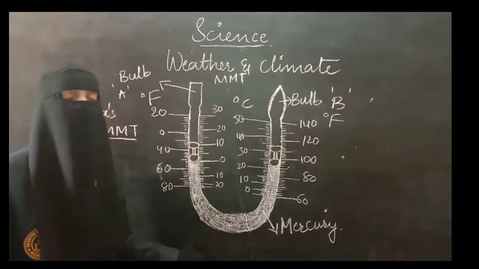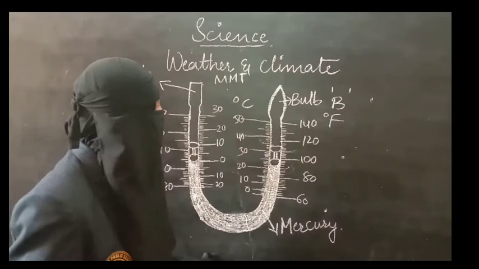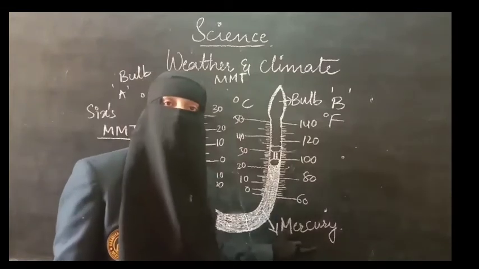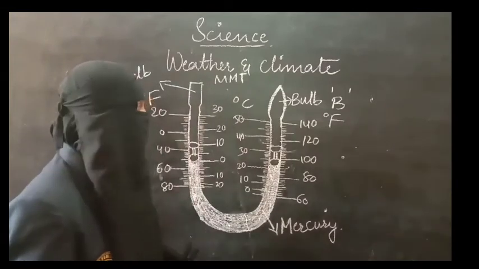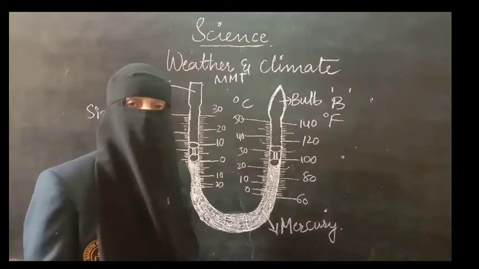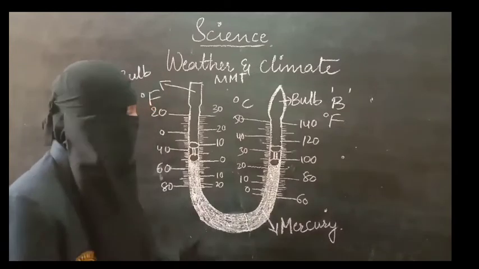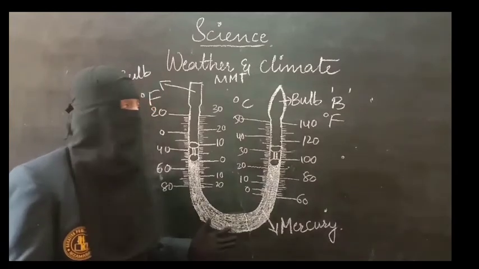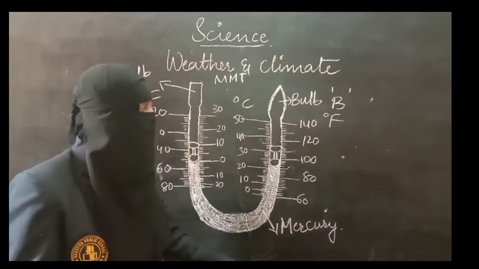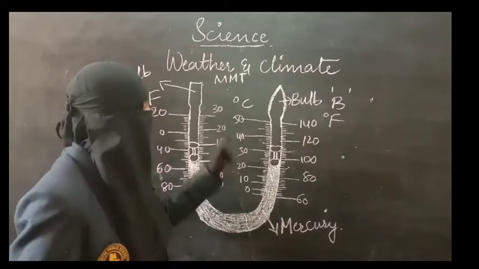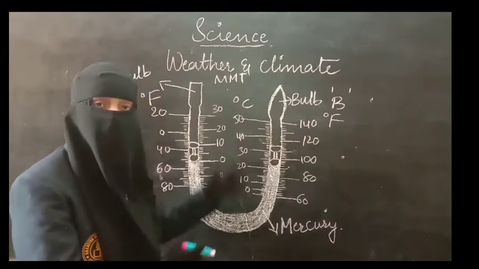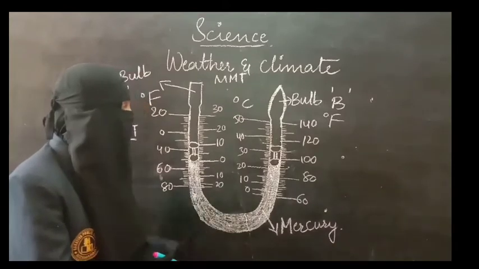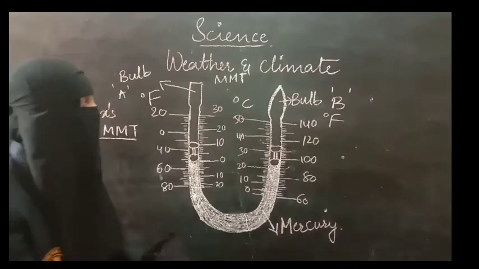This thermometer can measure the temperature of a day. It can measure the maximum temperature as well as the minimum temperature of a day and of a place. So if you see, this is the structure of thermometer MMT. Here the scales which I have drawn are for study purpose. Exactly, these are not present. All the numbers I couldn't include here. So now let us see how this thermometer works.